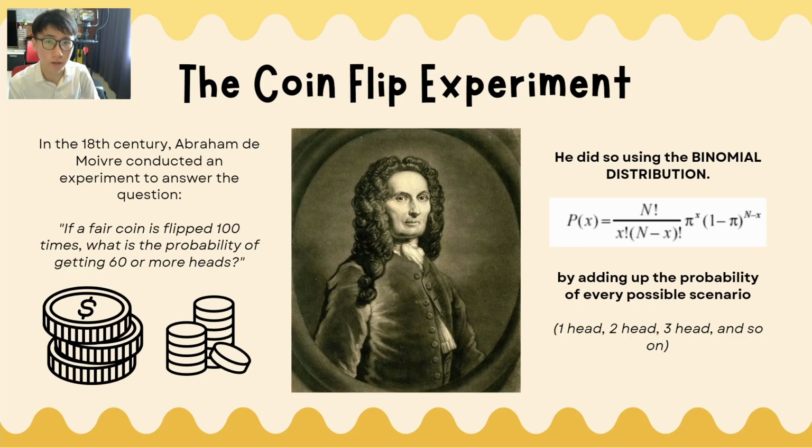But since the normal distribution wasn't invented yet in the 18th century, Abraham had to rely on the binomial distribution, in which he had to add up the probability of every single scenario. If he wanted to find the probability of getting 60 or more heads, he had to account for the probability of getting 60 heads, 61 heads, 62 heads, all until the probability of getting 100 heads. And in the end, he had to add all of them up after he counted all of them using the binomial distribution.